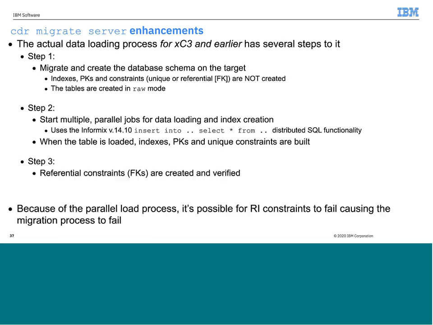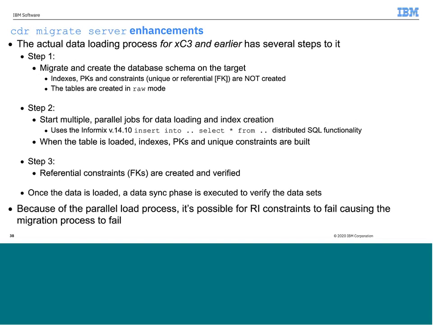So how did we handle this? Well, in XC3 and earlier, so at least up until now, there were a couple of different steps to the data loading process. One, the first part, we would take the table or the database schema, shove it over on the target, and rebuild it. The indexes, primary keys, and constraints were not created. So these were more or less just raw tables that we shoved over there.